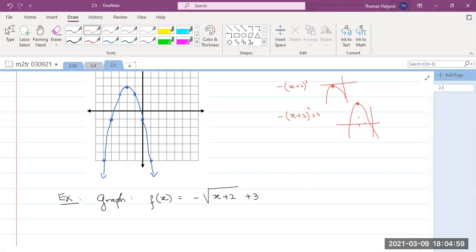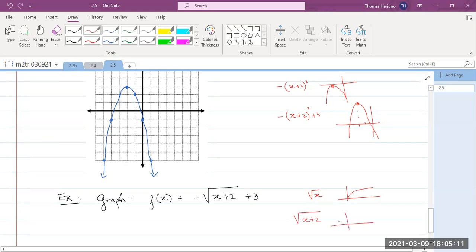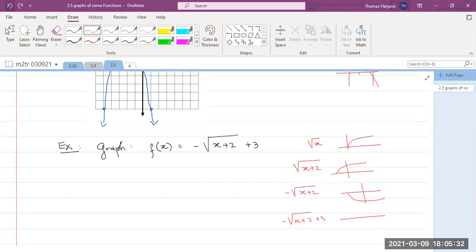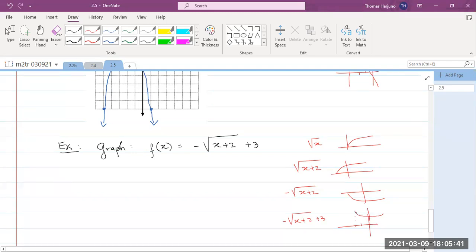And we start with square root of x. The graph of square root of x looks like this. Now then move 2 units to the left. Becomes like this. And then you flip with respect to the x-axis. And then you move up 3 units. So the initial point now, instead of negative 2, 0, the initial point now is negative 2, 3. That's what it looks like.